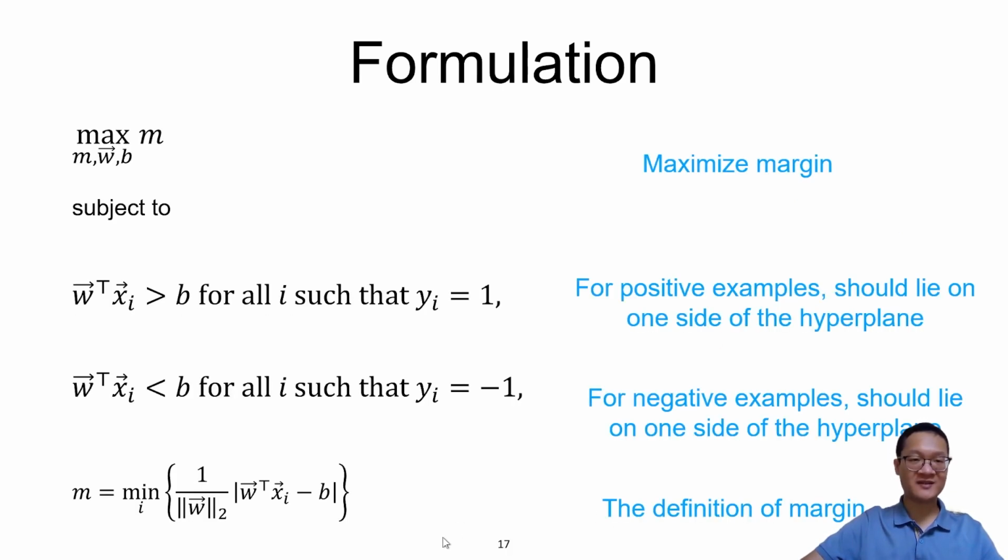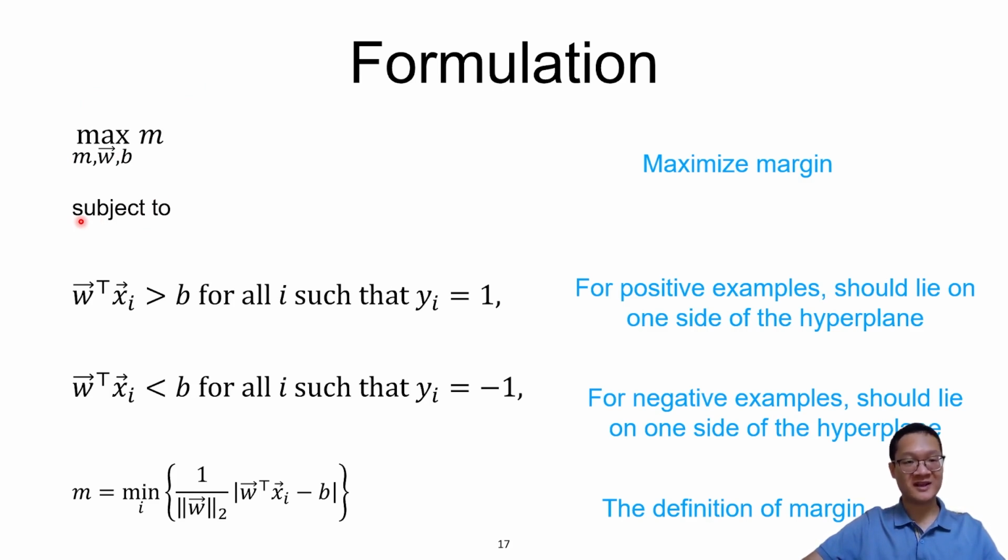So now, putting everything together, we would like to maximize m by choosing the variables m, w, and b. Remember, w and b define the decision boundary. So we want to choose w and b such that the margin is maximized. Okay, so m can also be a decision variable as well. And so this is the objective.